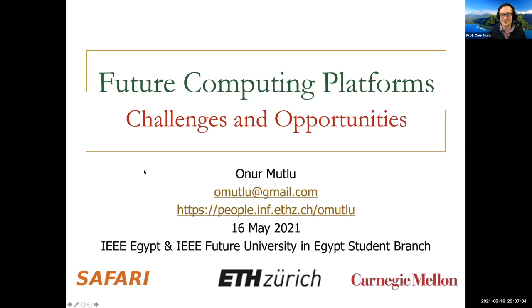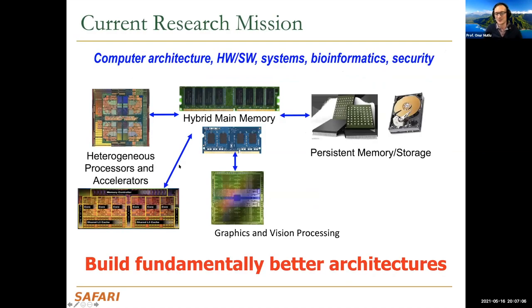Okay, so I'll start with a brief introduction to what I do. Basically, currently, I would like to build fundamentally better computing architectures. And I work in computer architecture, hardware, software, co-design, systems, bioinformatics, and security. And I will touch upon all of these aspects. And these are example things that we work on in my research group, as you can see. And everything related to this is interesting to me.